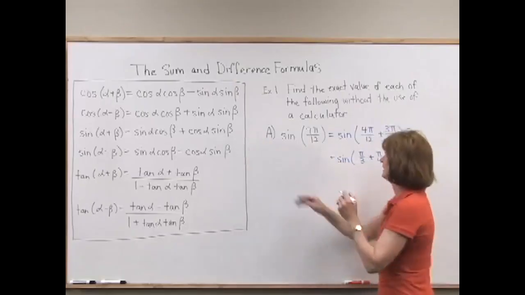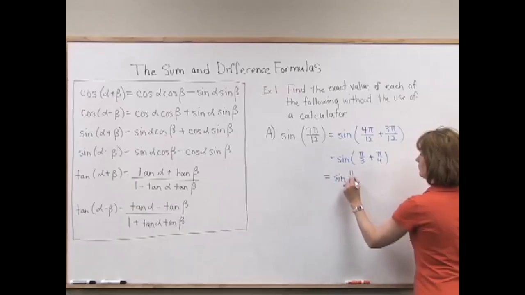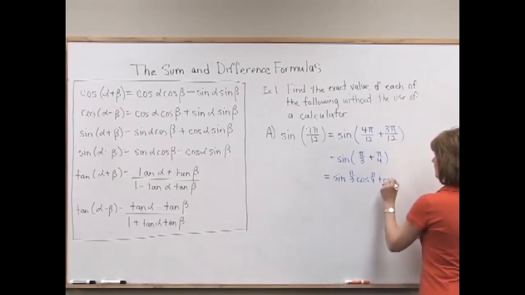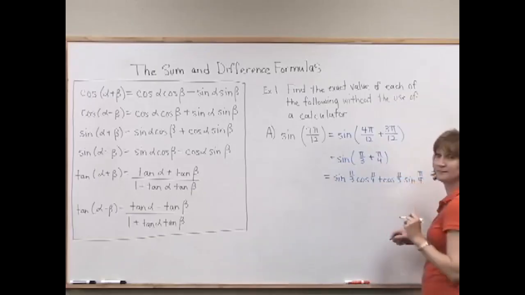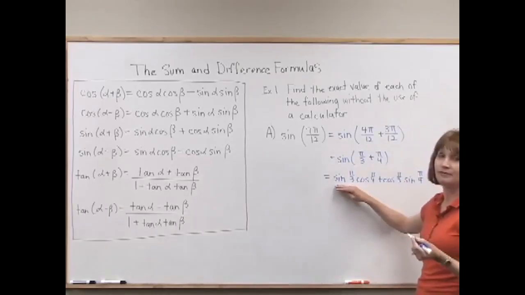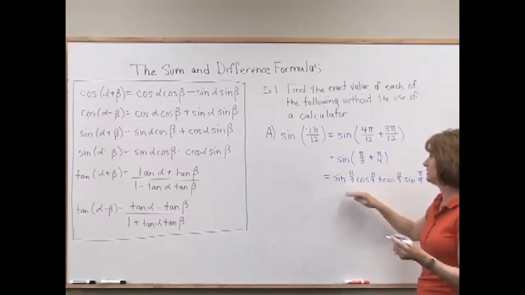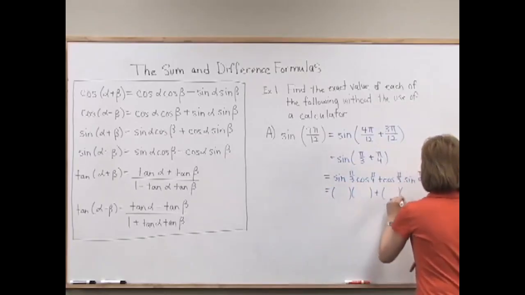So using this identity, I can rewrite this as the sine of pi over 3 cosine pi over 4 plus the cosine of pi over 3 times the sine of pi over 4. Don't skip the step where you write the identity. Now we've got it down to trig functions of special angles, and you should know these values very well at this point. So let's plug in those values.